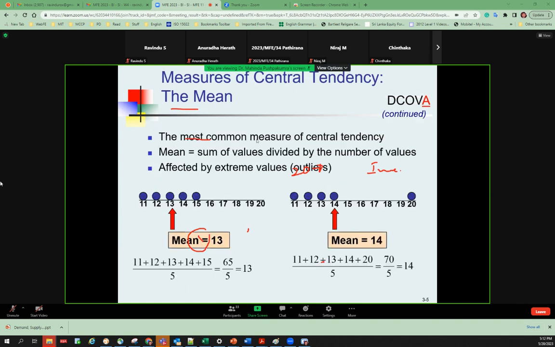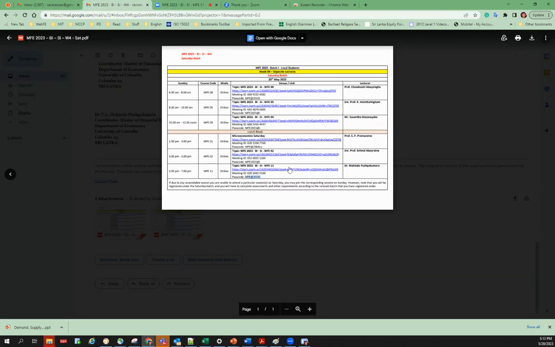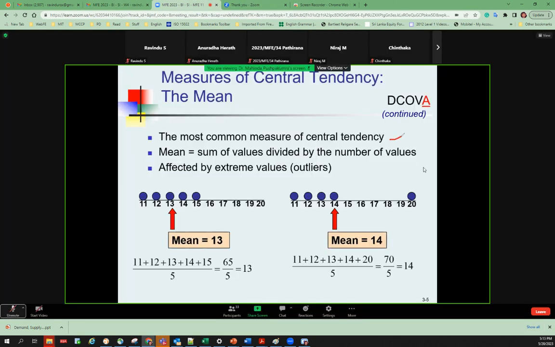Then this shows some limitations and advantages of the mean. It is the most common measure. Mean is the sum of values divided by the number of values. That means the summation of y divided by the number of observations. One limitation of the mean is that it is affected by extreme values, or outliers.